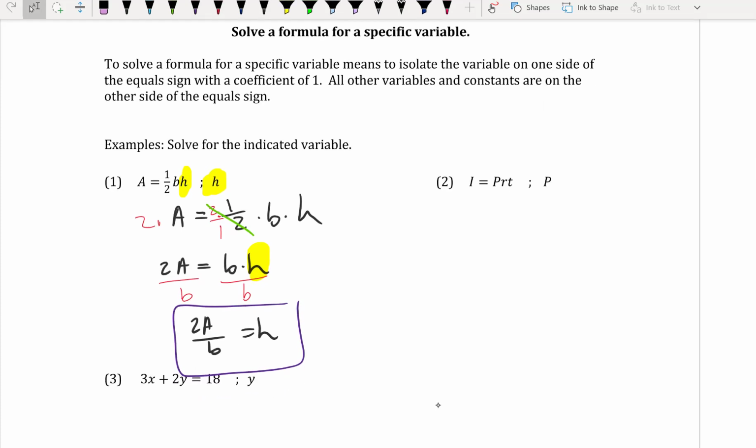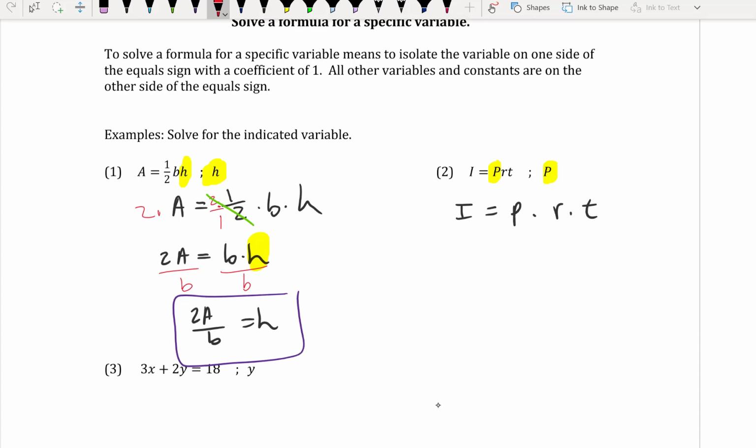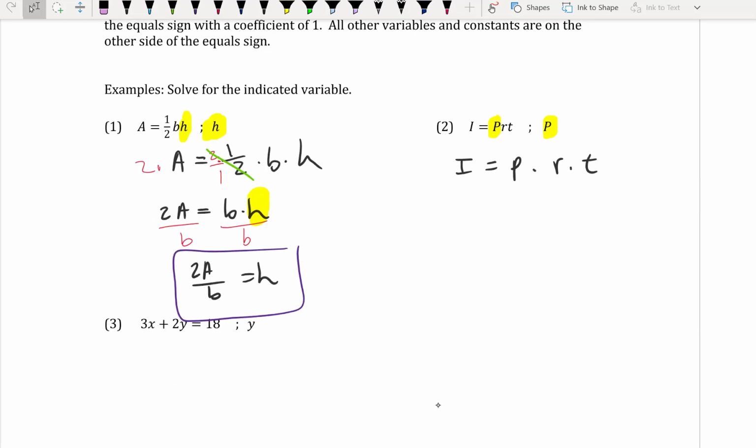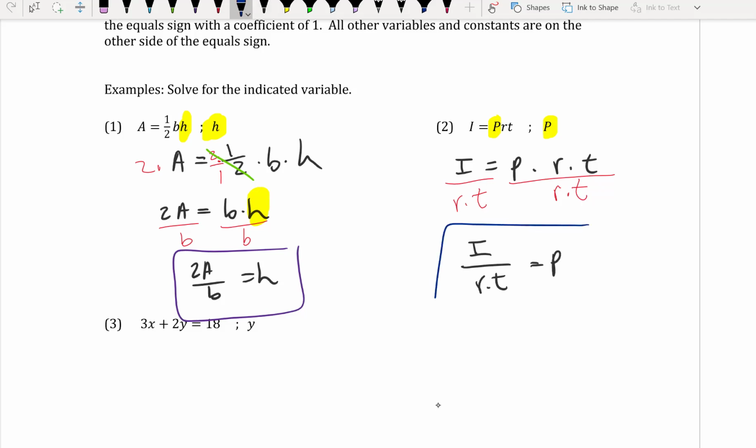Now for number 2, I have interest is equal to principal times rate times time. I is equal to PRT, or some mathematicians like to say, I like to party, right? PRT. So my goal is to get the P by itself. I is equal to P times my R times my T. When I write it this way, I can see the space represents your multiplication. So to undo multiplication, you divide. So you're going to divide by an R and a T. So you end up with I over R times T is equal to your P value.